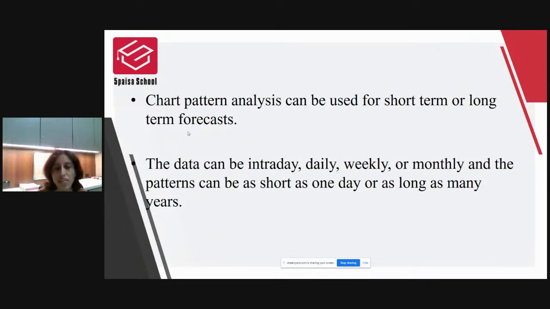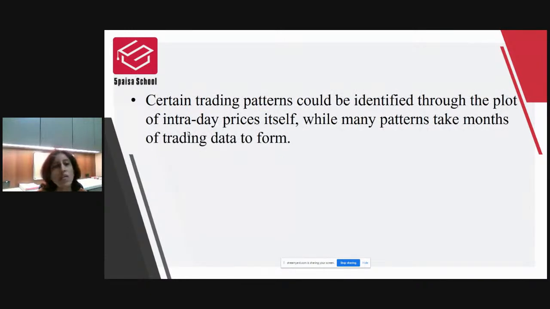The data can be intraday, daily prices, weekly, or monthly, and the patterns can be as short as 1 day, or even a fraction of seconds, or as long as many years. Certain trading patterns could be identified through the plot of intraday prices itself, while many patterns take months of trading data to form.